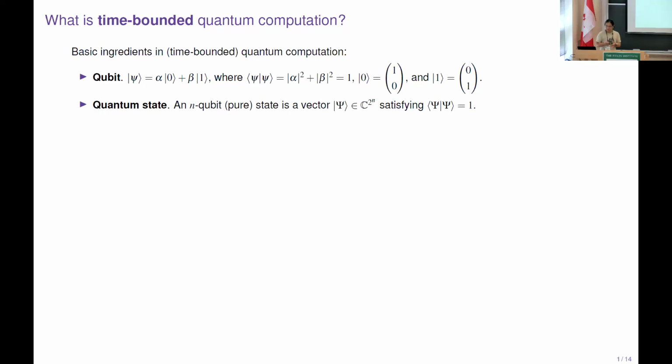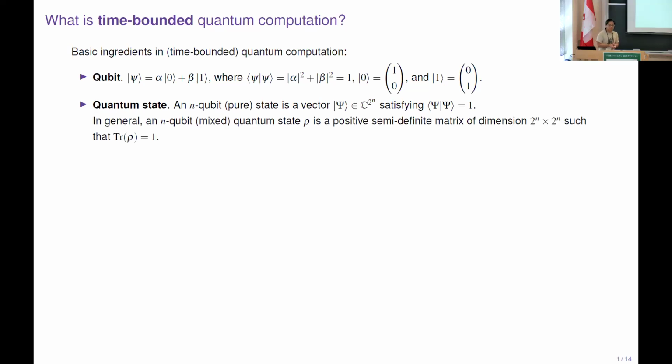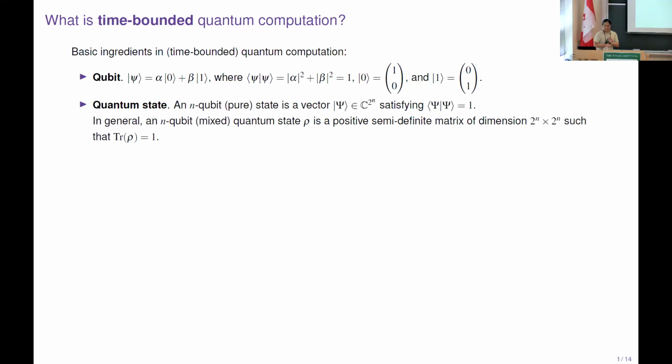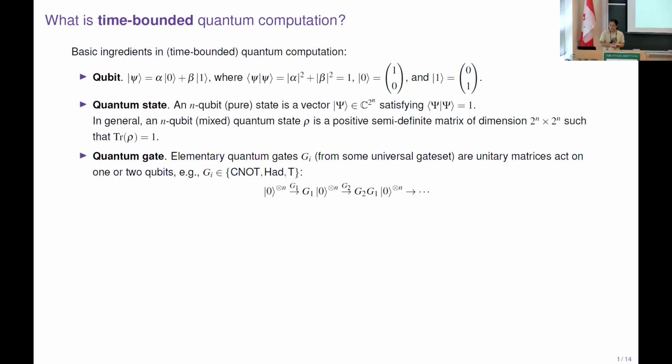So here is something like a rank one case. And in general, the quantum state could have a very high rank. So in that case, the n qubit quantum state is just 2 to the n by 2 to the n positive semi-definite matrices. And of course, it's normalized. And in this sense, normalized means that trace is equal to 1.